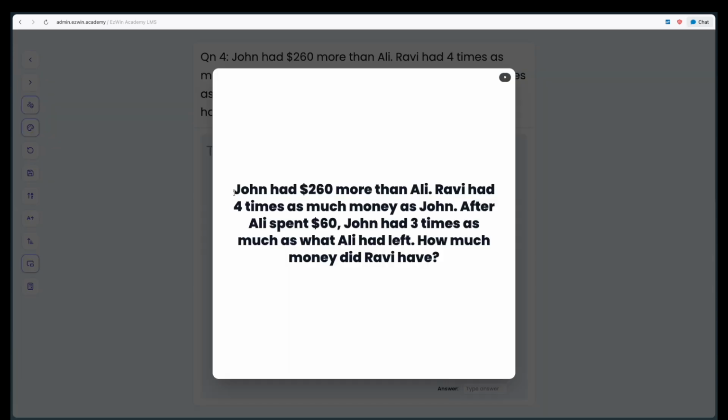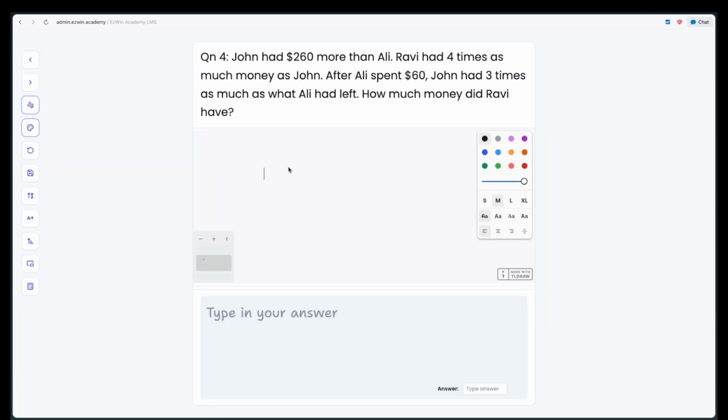Question number 4. John had $260 more than Ali. Ravi had 4 times as much money as John. After Ali spent $60, John had 3 times as much as what Ali had left. How much money did Ravi have? So let's draw a model. So John and then Ali, right? John had $260 more than Ali.